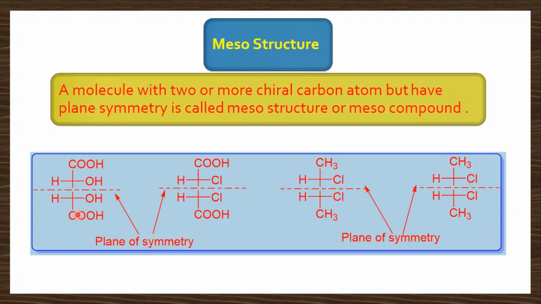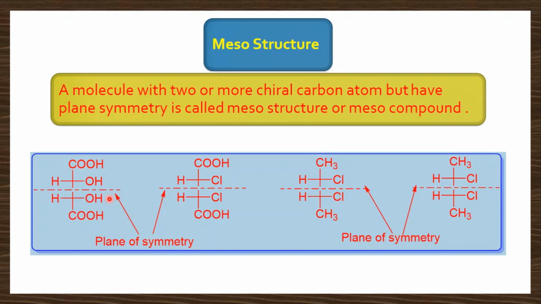And now these meso compounds are optically inactive. They can't rotate plane polarized light, although they have two chiral centers, because they have a plane of symmetry. That's why meso compounds are optically inactive. They don't have the ability to rotate plane polarized light, although they have two chiral centers. That's why this molecule is called a meso compound.